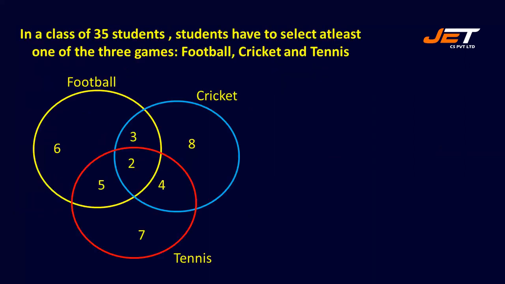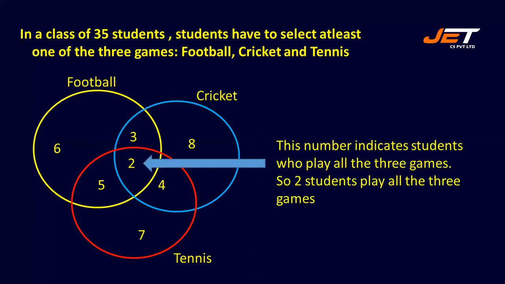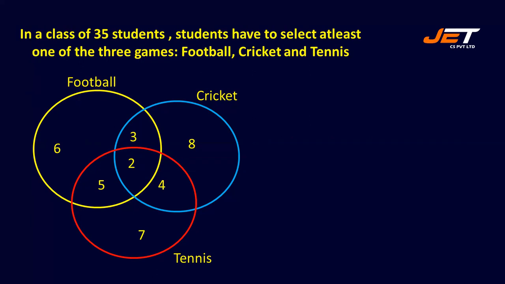So here goes. In a class of 35 students, students have to select at least one of the 3 games. That is football, cricket, and tennis. All right. So we can see the figures here. So 2, the arrow mark says 2. So this number indicates the students who play all the 3 games. So 2 students play all the 3 games, namely football, cricket, and tennis.